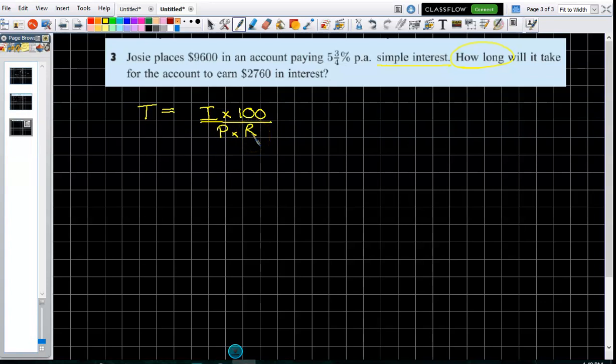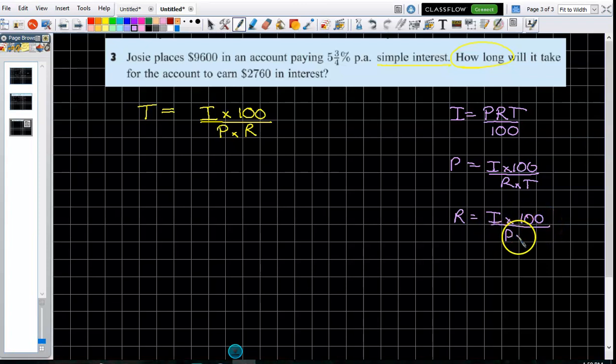Okay, Sienna just frowned at me, right, because she hasn't looked at her formulas very nicely, because she should have PRT over 100, she should have P equals I times 100 over R times T. She should have R equals I times 100 over P times T, and she should have T equals I times 100 over P times R, right? Those should be on your formula page. So because we've read how long, we've gone and we've written this down. Correct? Okay, everyone happy?